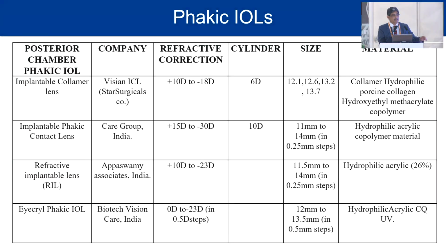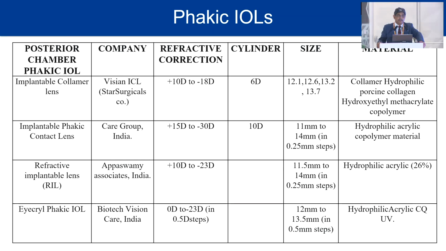So this table is very important for us. It tells us first about the ICL, which is the gold standard, which comes from Star Surgical, now called the Vision ICL, and we can correct from plus 10 diopters up to minus 18 diopters, and we can also correct up to 6 diopters of cylindrical power too. So it is also useful in post-keratoconus stabilized cases. It comes in sizes of 12.1, 12.6, 13.2 and 13.7.